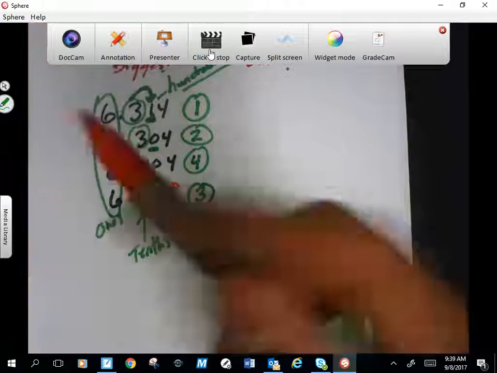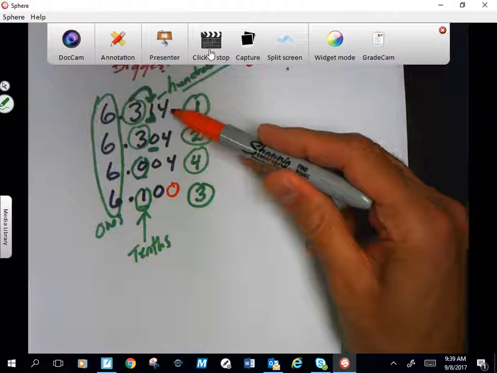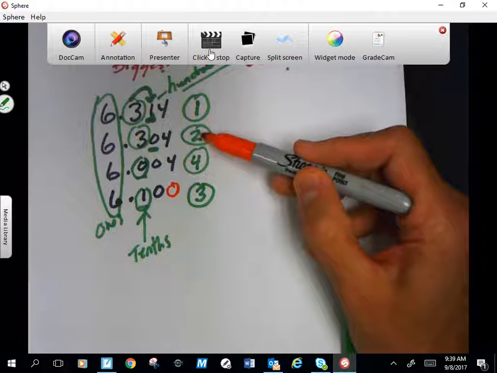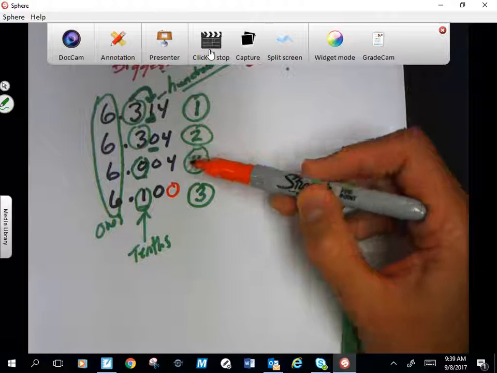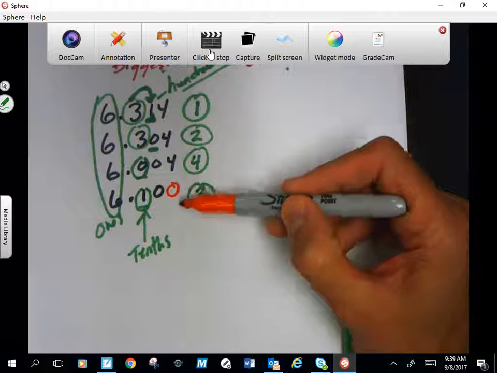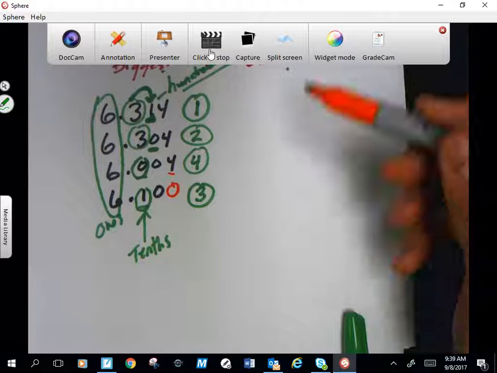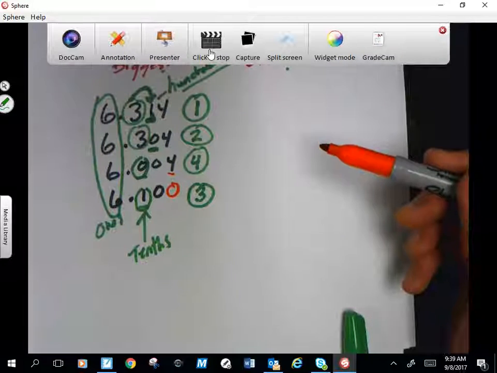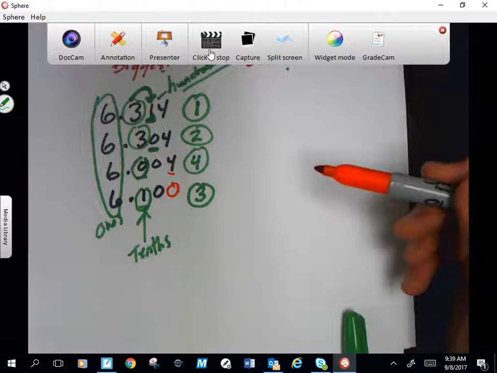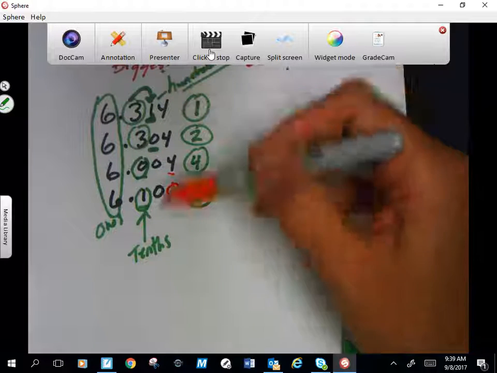Well, what's the largest number? Well, 314. Second largest number, 304. Third largest number, 100. Fourth largest number, 4. So we just compared and ordered 4 numbers that were similar by recognizing the place value position.